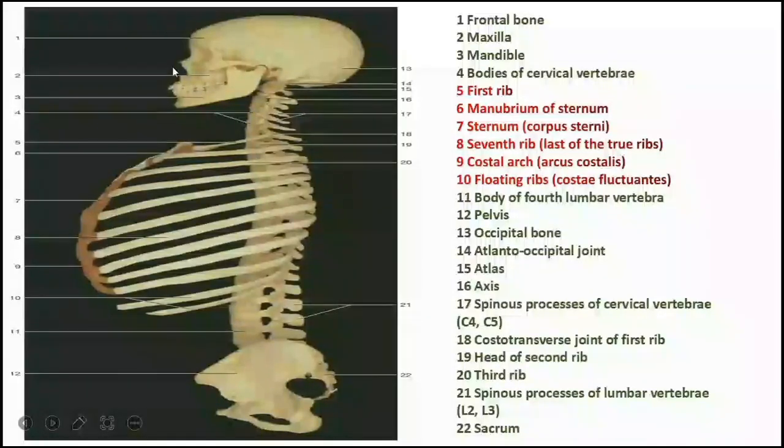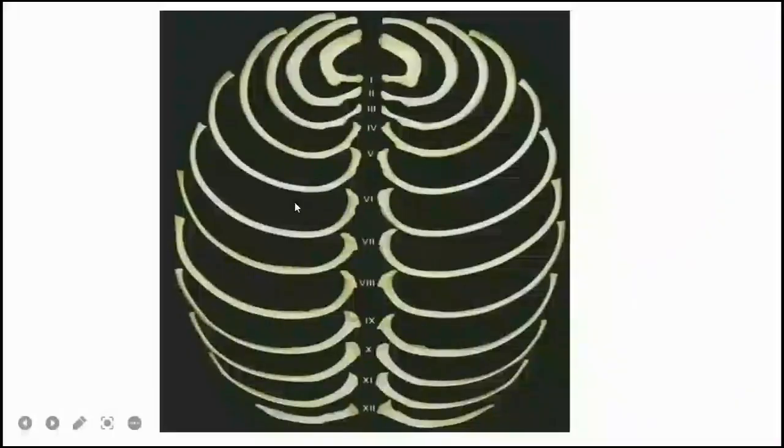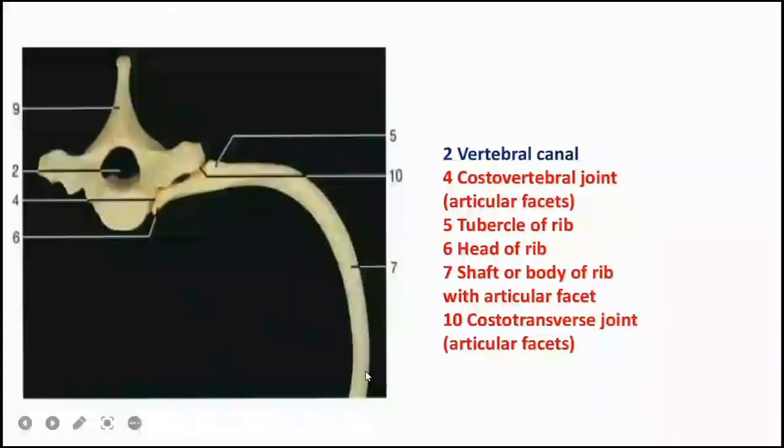Remember the mandible, the frontal bone, and those other bones that form part of the human skeleton system. These are the ribs from first down to the 12th. As you can see, from the first down to the 7th rib, they are increasing in size. Then from the 8th, they are reducing in size down to the 12th.